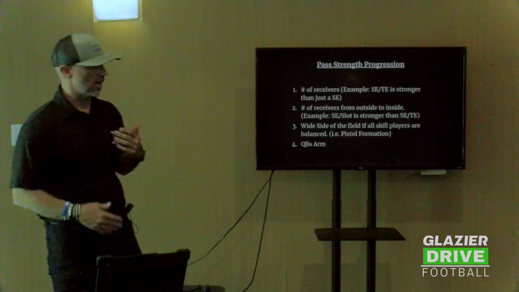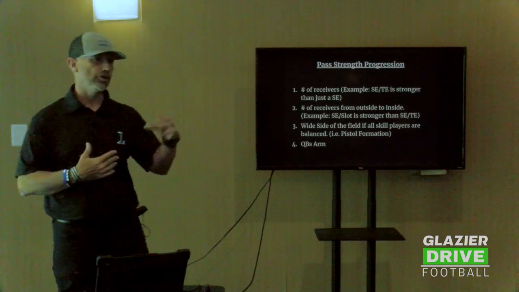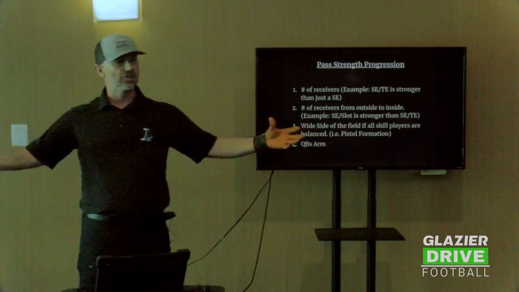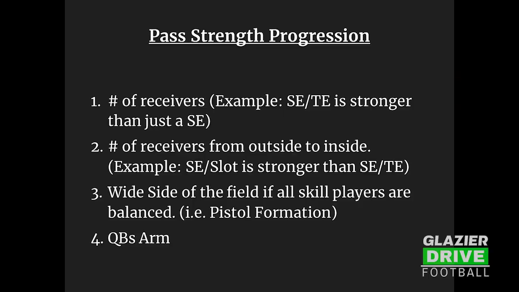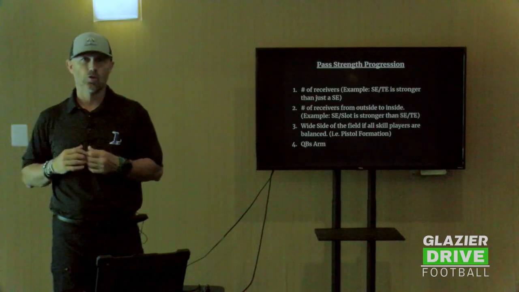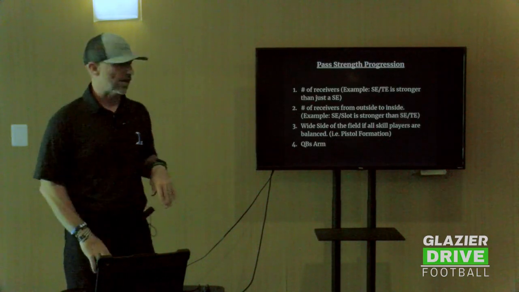Pass strength progression. How do we call up our strengths? How do we know where our free and our money go and how our jack goes to the other side? Here's how. The number of receivers. In other words, split end, tight end is stronger than just a split end. Then the number of receivers from outside to inside: a split end slot is stronger than a split end tight end. Wide side of the field is used if all skill players are balanced, i.e. a pistol formation. And then last, the QB's arm or his tendency. Sometimes you might have a right-handed quarterback, but his tendency is to throw left.